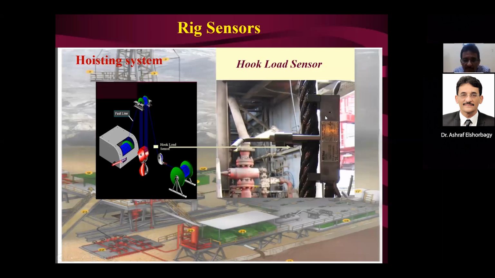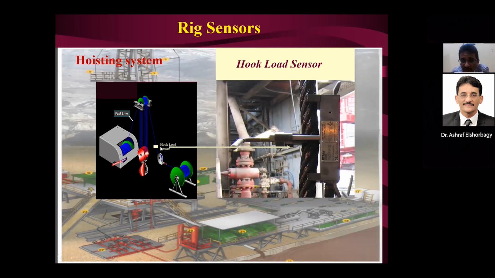It means the load of anything which is connected to the hook. Say now, the hook here, I have the traveling block and the hook. Say in the hook I connected the top drive, and after this I connected the drill pipe to drill the well. So what about the reading of the hook load? The hook load will read the weight of all these things, the top drive and the drill pipe.